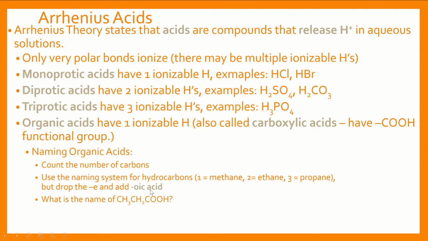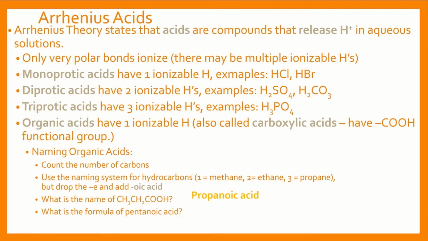So for example, CH3, CH2, COOH. We count the number of carbons: 1, 2, 3. We would normally call this propane, but we're going to drop that E because we see this COOH here, and we're going to call it propanoic acid. Prop because there are 3 carbons. Anoic because we have this organic acid here where that H can come off. So, propanoic acid.